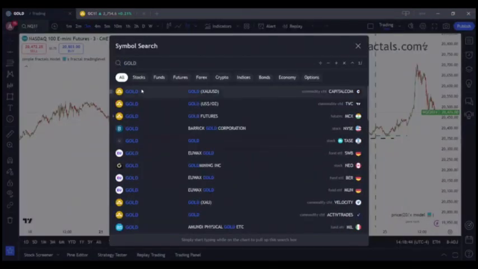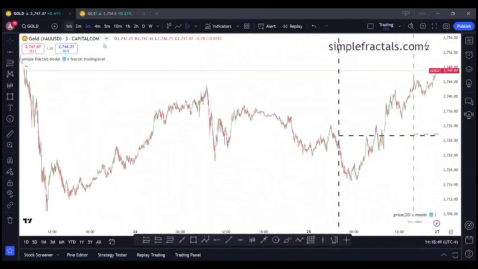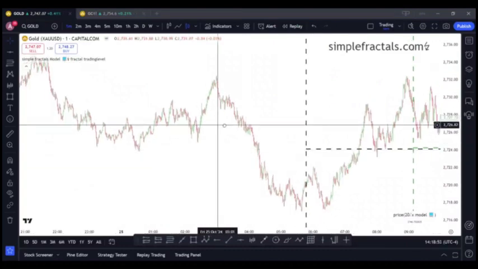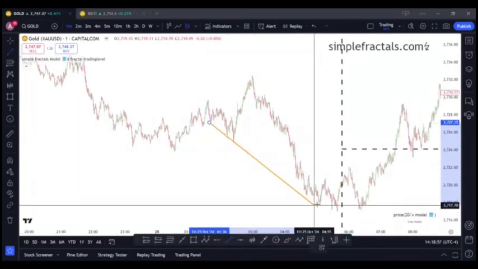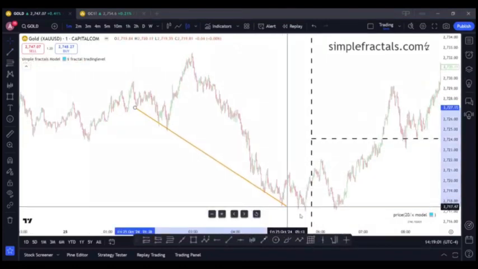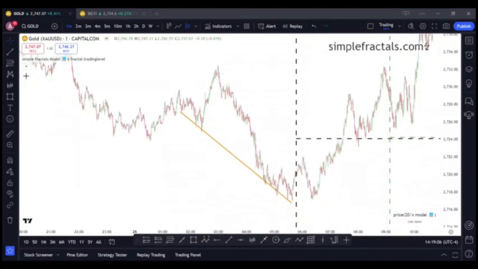We have actually two trades on gold. So the first one was yesterday. I think it was a trend child wave model right here. So our trend child wave model is this one right here. If we pay attention, we'll see that we have this movement. This movement right here is a child wave, and this movement right here is the mother wave.